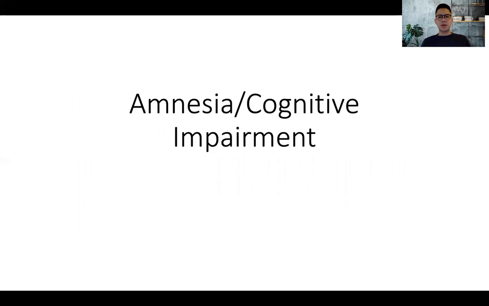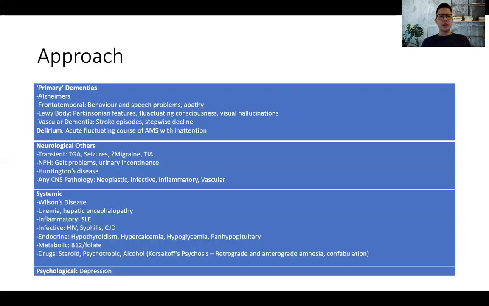Amnesia and cognitive impairment, once again, is not a common Station 5, but may possibly feature in the Station 2 exam. The way I think of it is in three or four big groups. Number one would be primary dementias, so knowing the characteristic features of each. The second would be neurological disorders, so any form of neurological insult can cause some form of cognitive impairment if it affects the cortical areas. But of note, normal pressure hydrocephalus is something to think about, especially if there's gait problems or urinary incontinence. And systemic diseases of various sorts, be it endocrinopathies, metabolic deficiencies, medications as well, are common culprits for amnesia or cognitive impairment. And not to forget psychological disorders like depression.